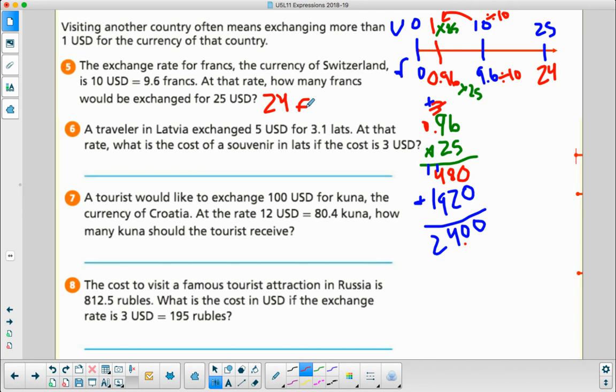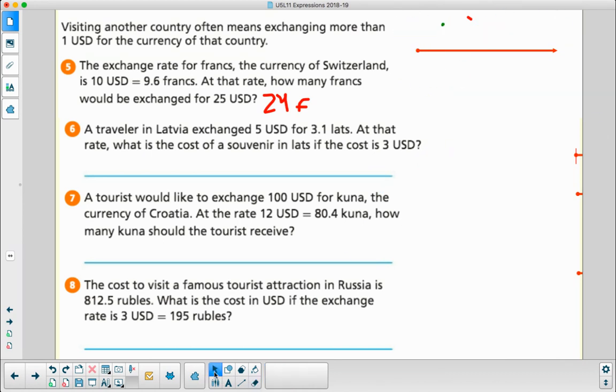Okay, if you need to, pause and do 6, 7, and 8 again. Otherwise, once you're comfortable with them, play on. I'm going to get this out of our way, though. Oh, I can leave that. So now, a traveler in Latvia exchanged 5 US dollars for 3 1/10 lats. At that rate, what is the cost of a souvenir in lats if it costs 3 US dollars?